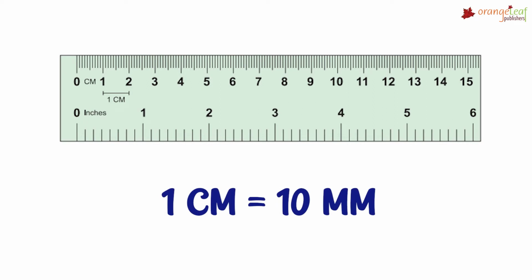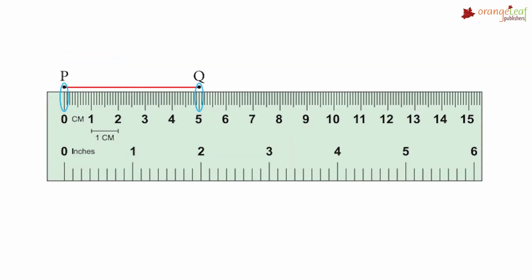Now, let's use this scale to measure line segment PQ. We place one edge of the ruler at the starting point P. Keeping the 0 centimeter at P, we measure the line segment. Since the point Q coincides with 5, PQ is 5 centimeters.